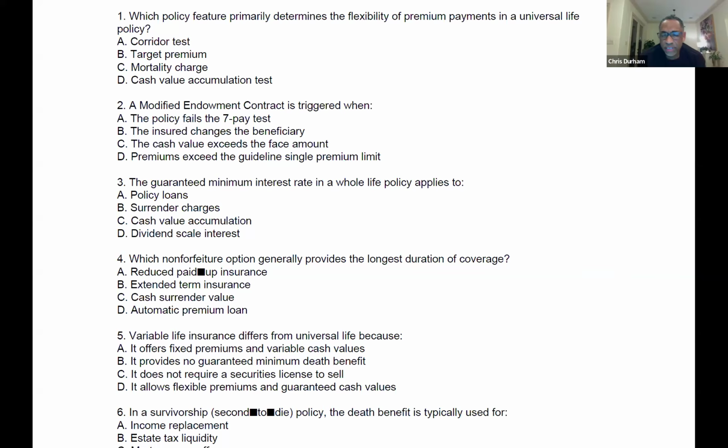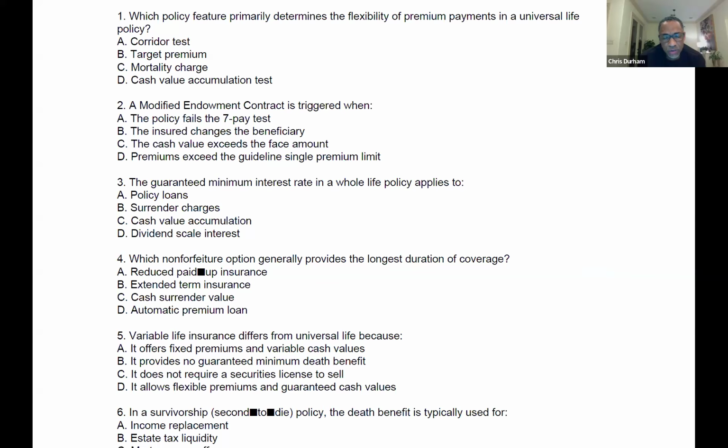For the non-forfeiture options, the acronym is REC, R-E-C. I just gave you the dividend options. Non-forfeiture options is REC. Sorry about the confusion. R is reduced paid up, E is extended term, and C is cash surrender. And you basically need to know all three of them.